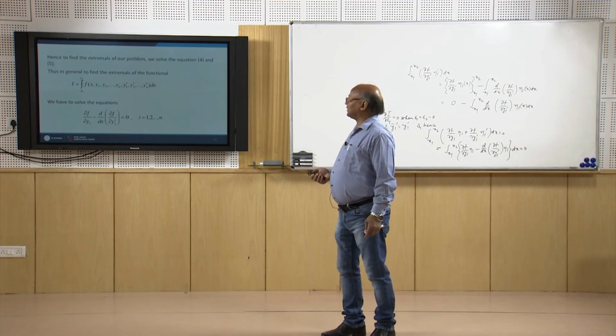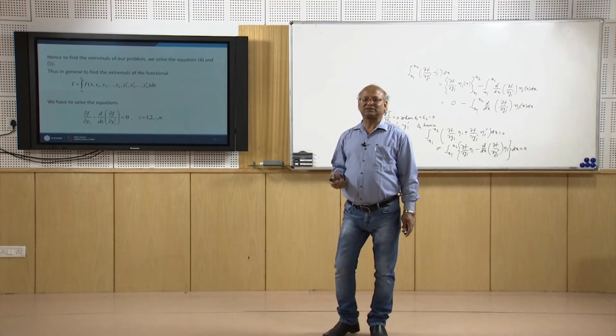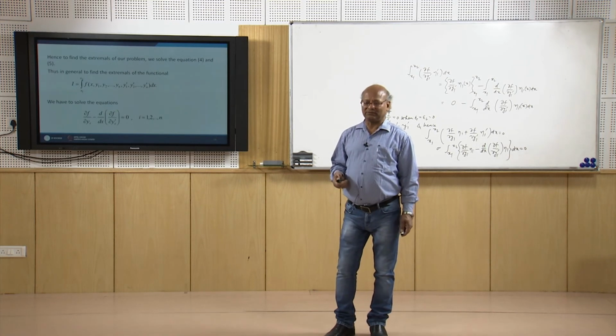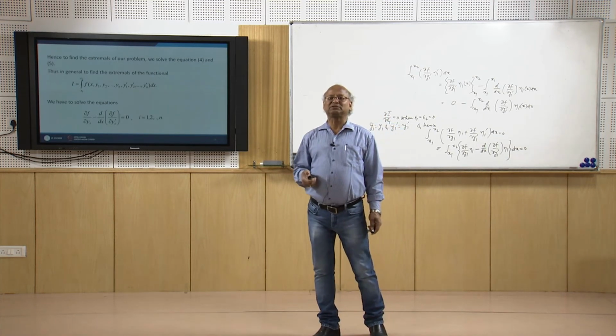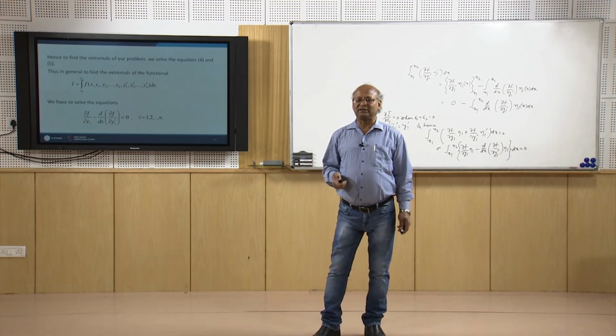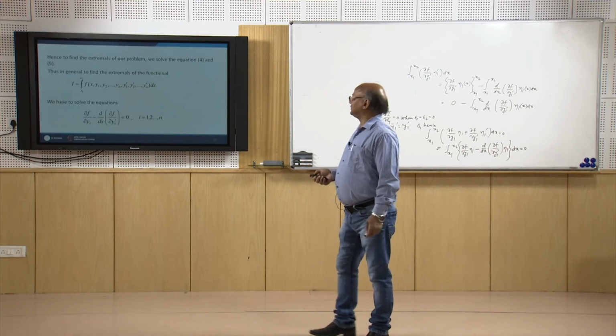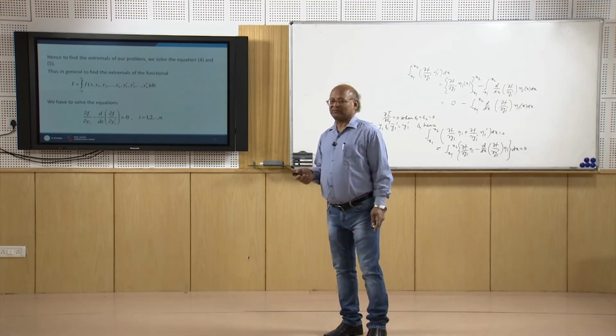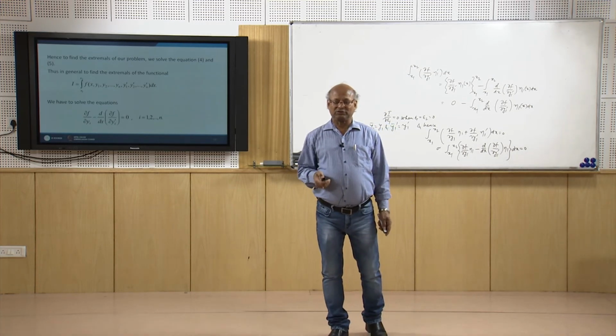In our next lecture, we shall take examples on this Euler's equation when the number of dependent variables are several and they depend on a single independent variable. So with this I would like to conclude my lecture. Thank you very much for your attention.